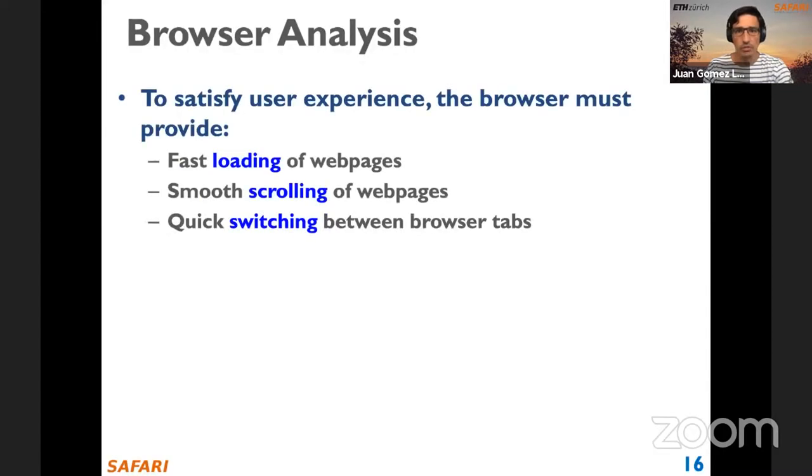And when it comes to analyzing the browser, how Google Chrome works, the key goal here is to satisfy the user experience. And to satisfy the user experience, the browser must provide fast loading of web pages, smooth scrolling of web pages, and quick switching between browser tabs.